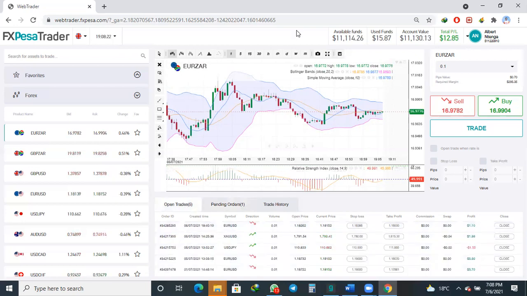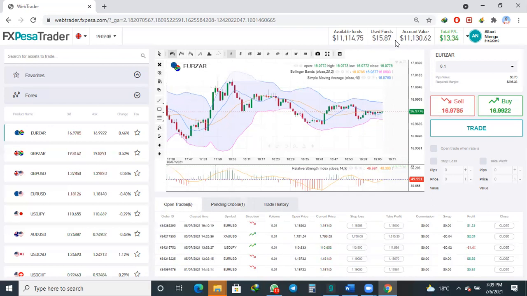Now, lastly, I want to explain what your funds mean. On the top of your screen, you can see the available funds, used funds, and the account value, and then total profit and loss. Now, let's say you deposit $100 into your account. Your account value will be $100. And before you place a trade, used funds will be 0. Available funds will be equal to account value. That will be $100.